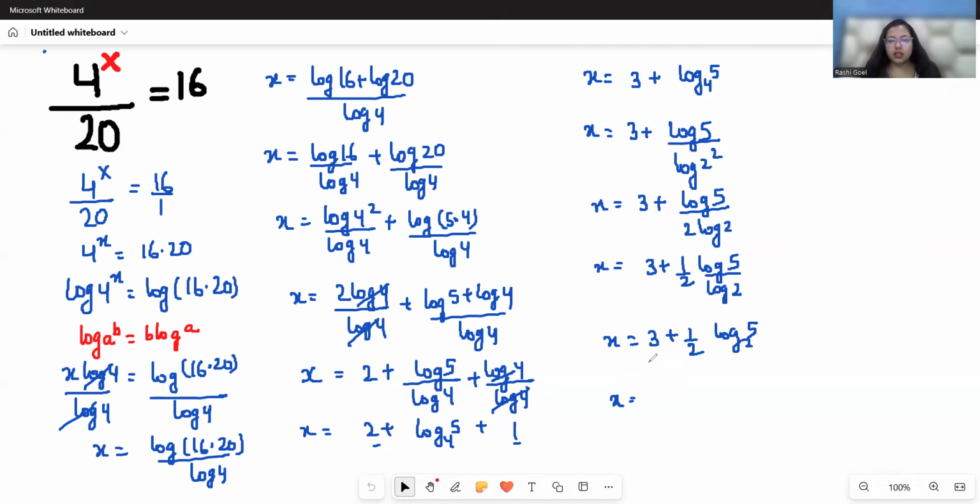So if we take the LCM, it's 2 here. So 6 plus log 5 with base 2, over 2. So this is the value of x.